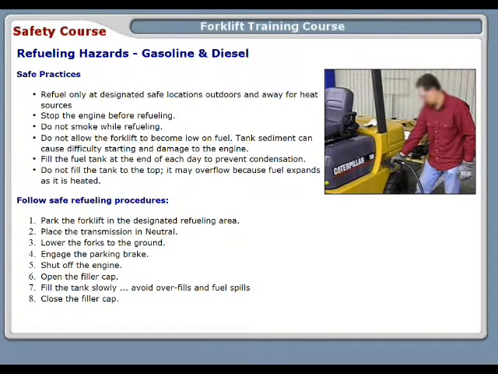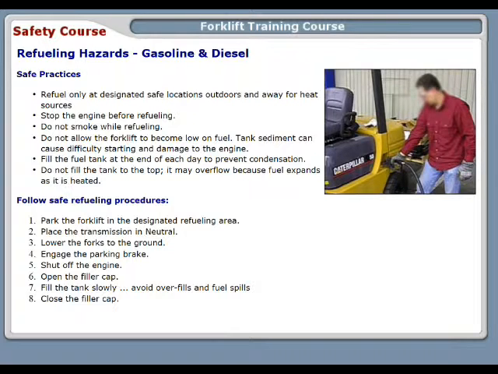Be sure you understand the refueling hazards for gasoline and diesel internal combustion forklifts. Safe practices include: refuel only at designated safe locations outdoors and away from heat sources. Stop the engine before refueling. Do not smoke while refueling. Do not allow the forklift to become low on fuel. Tank sediment can cause difficulty starting and damage to the engine. Fill the fuel tank at the end of each day to prevent condensation inside the fuel tank. Do not fill the tank to the top. It may overflow because fuel expands as it heats.